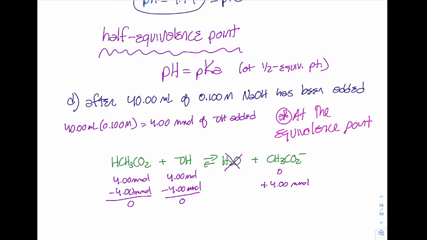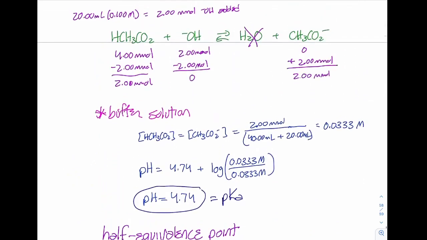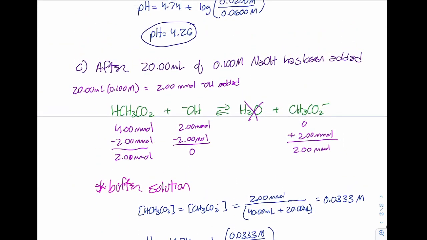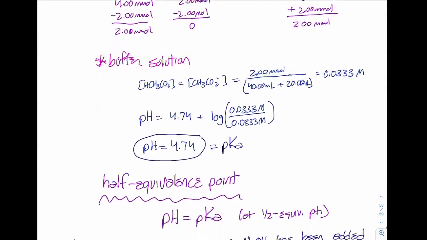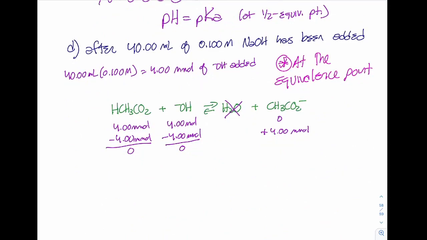I don't have excess anything, right? If we go back up to these ones, here I have excess acid, right? This is 0. Here I have some left over. This was excess acid, right? Base went to 0. I have acid left over. Here I have equal amounts. So I don't have anything in excess, right? They both go to 0.